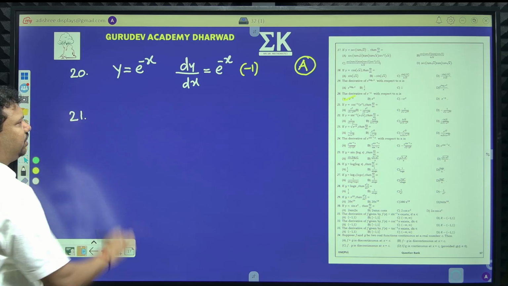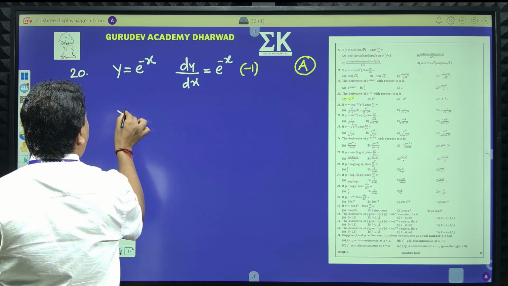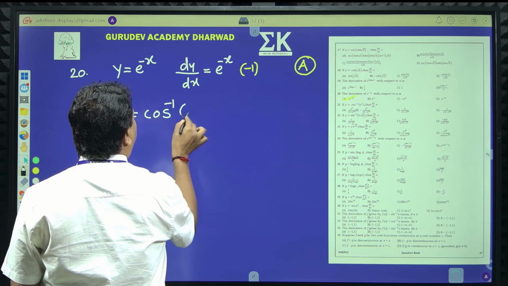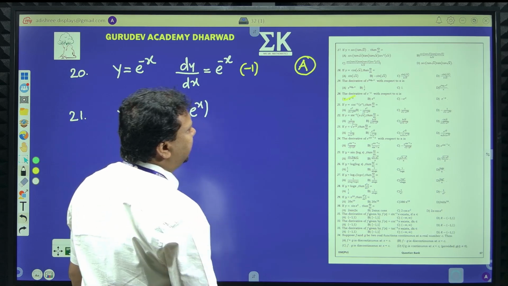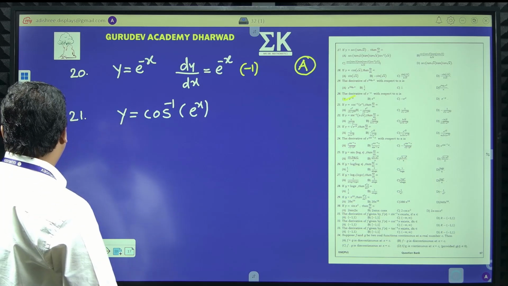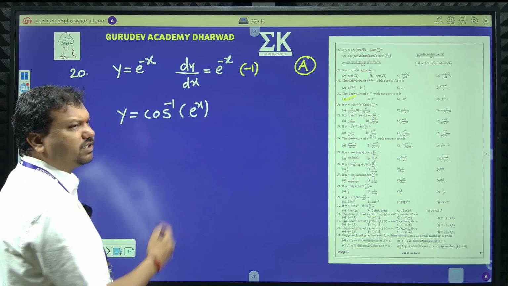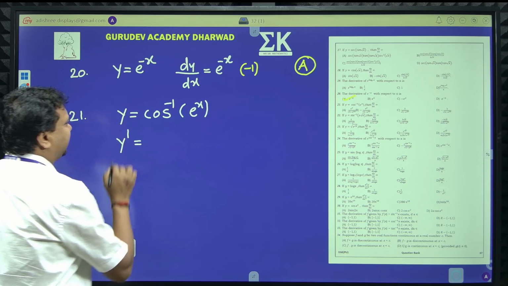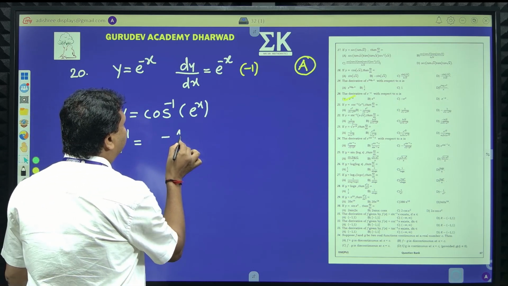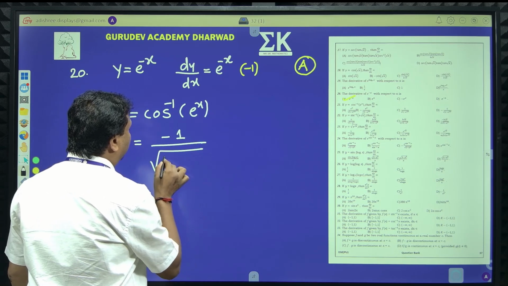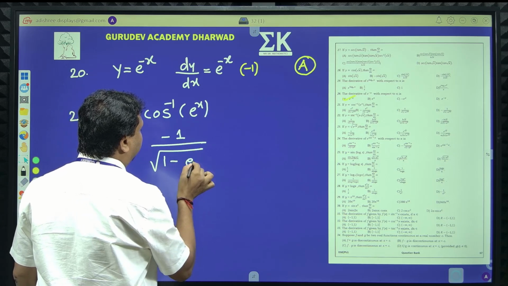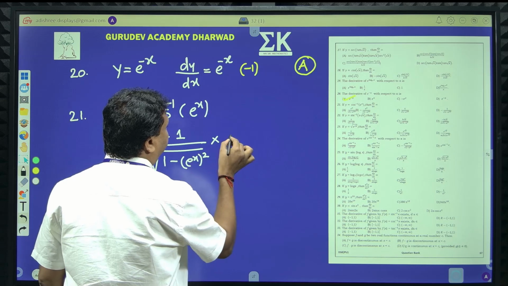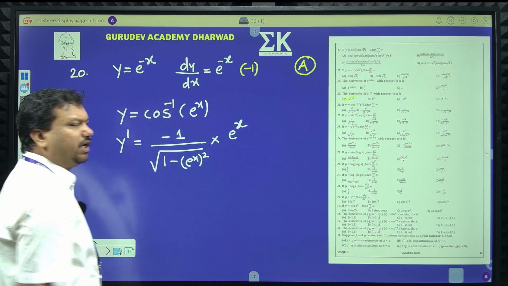Let's begin with question number 21. If y is equal to cos inverse of e to the power x, then dy by dx is equal to what? Here I am using the cos inverse of g of x identity. What is cos inverse of g of x differentiation? Minus 1 divided by square root of 1 minus g of x whole square, into differentiation of g of x, that is e to the power x. What is differentiation of e to the power x? It is only e to the power x.